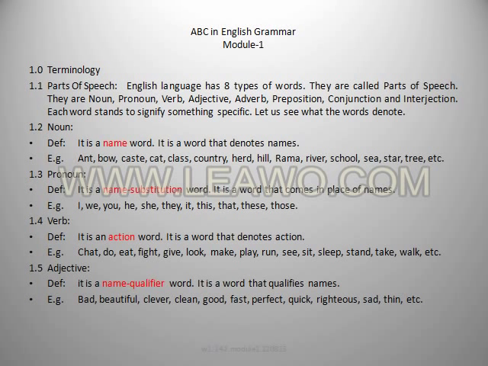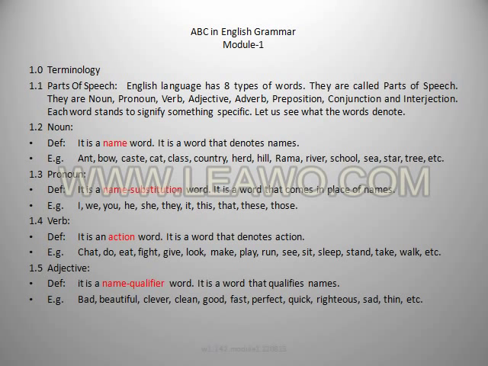English language has 8 types of words. They are called parts of speech. They are noun, pronoun, verb, adjective, adverb, preposition, conjunction, and interjection. Each word stands to signify something specific. Let us see what the words denote.